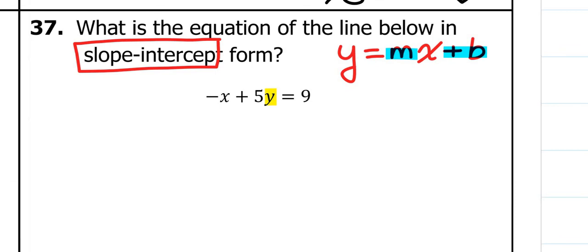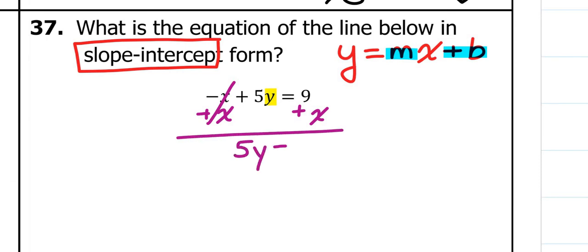First step is to move the x values. Right now we have a negative x. So we're going to add x to both sides. This will cancel. So now we have 5y equals x plus 9. Remember, you can't combine an x and a whole number. So you're just going to put them next to each other. And the x values should go in front.